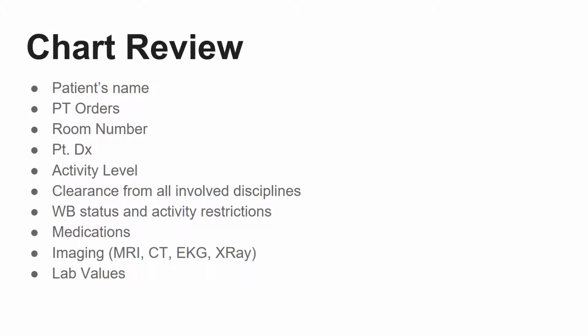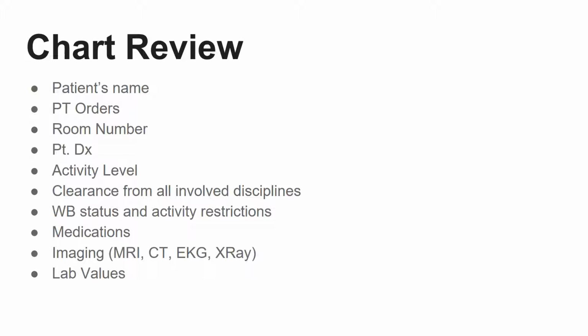So here are some things that you will want to look at right away when you're doing a chart review. First you're going to want to note the patient's name, the PT orders, the room number of the patient, diagnosis, activity level, clearance from all involved disciplines, weight-bearing status and activity restrictions, medications, imaging, and lab values.